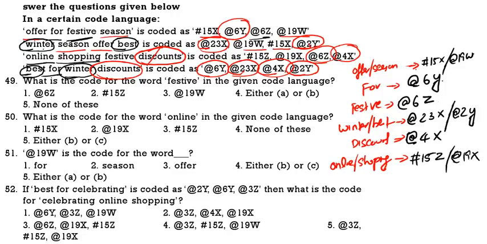Now come to the questions. Best for winter discounts. So already best winter is over, for is over, discounts is over. Now come to the question. What is the code for festive? Festive means at for 6z. That is the correct answer. What is the code for online? Online means either hash 15z or at for 19x. So we are having either B or C. At for 19w is the code for which one? It is either offer or season. So either B or C again.